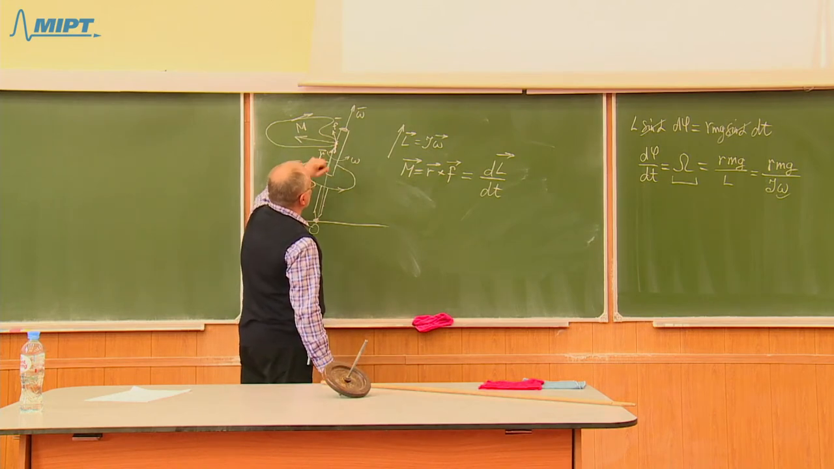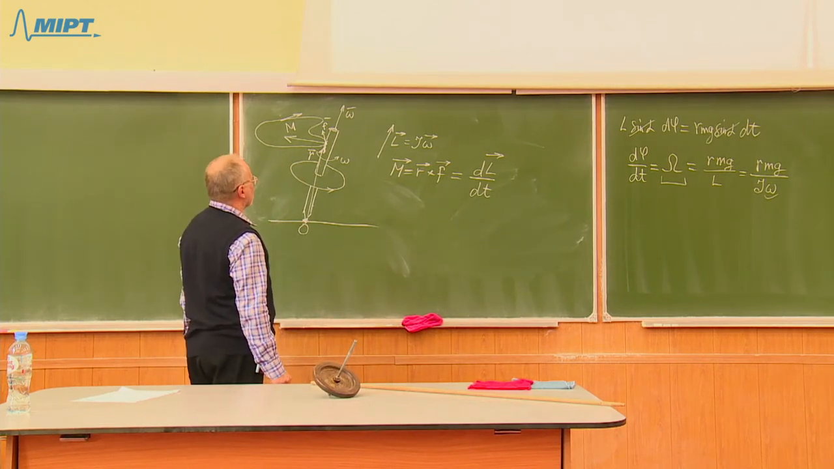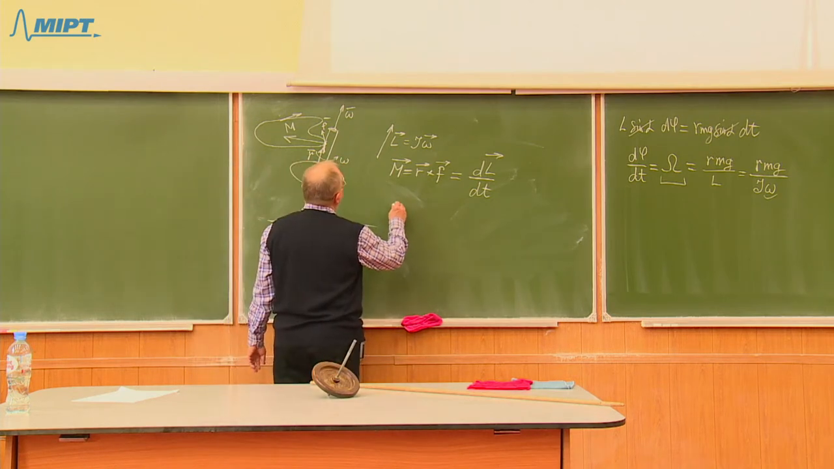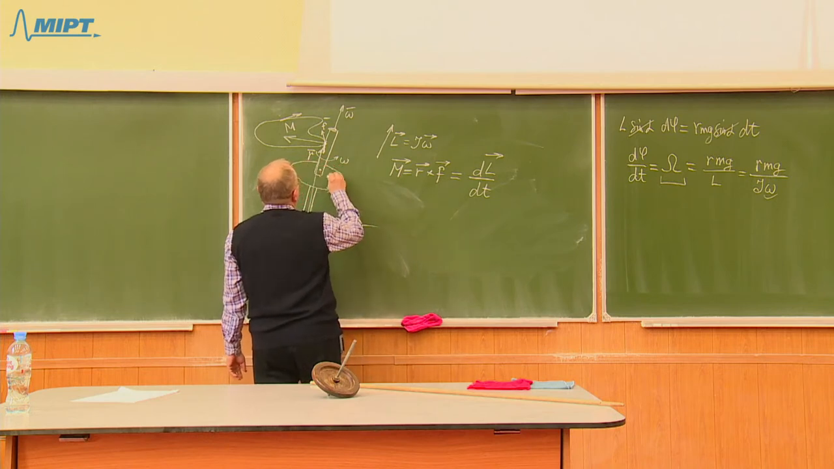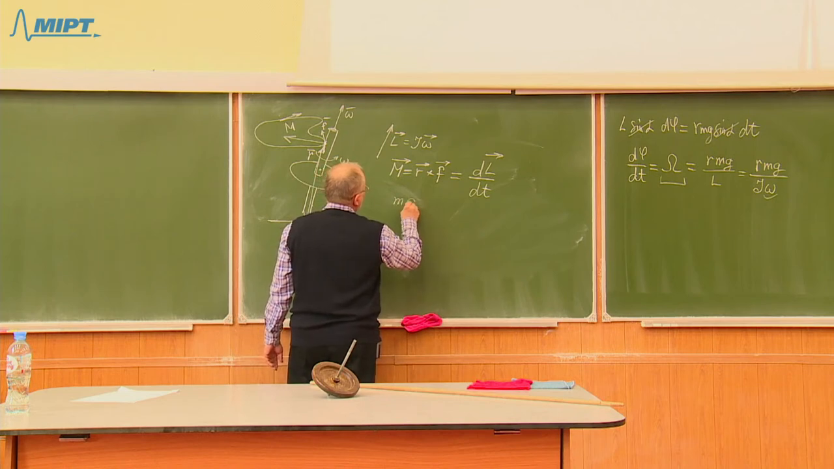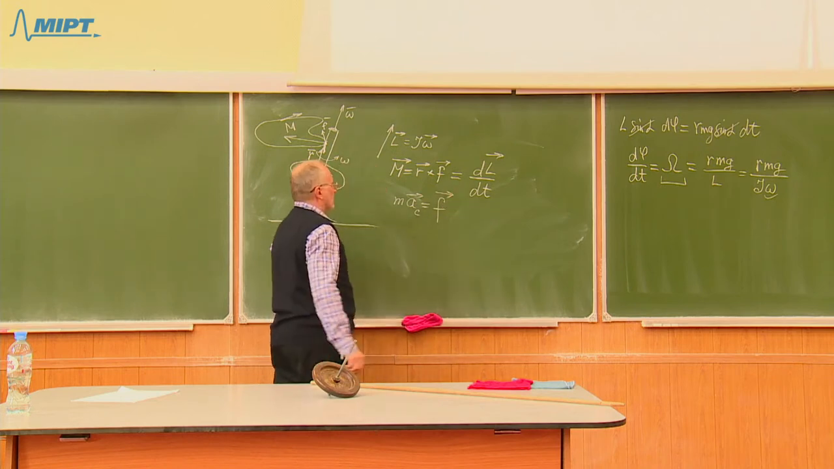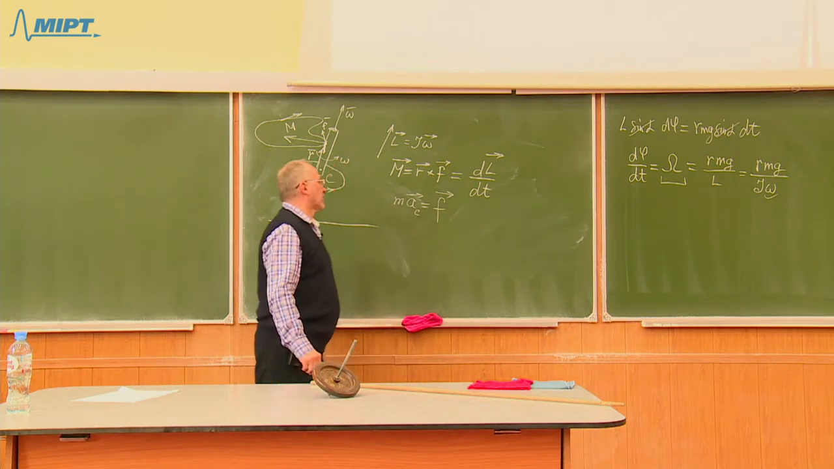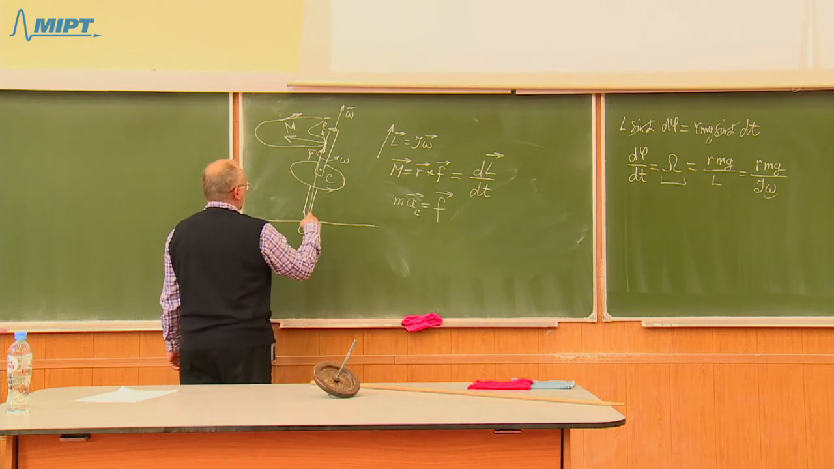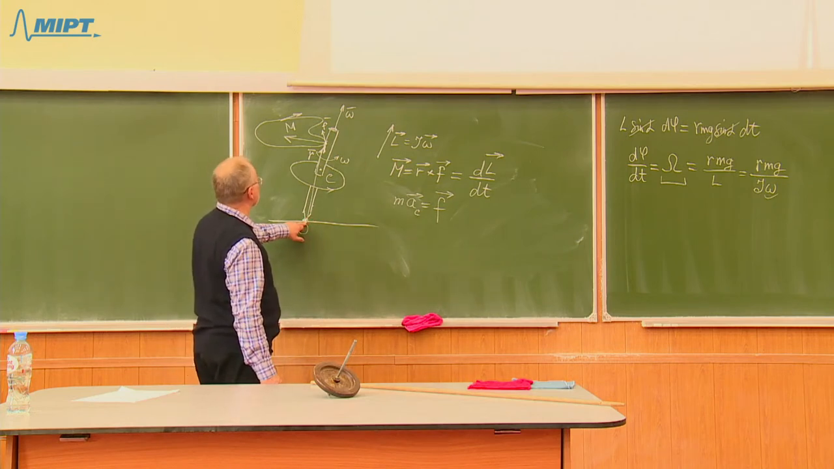And the force of friction also is engaged in some other law of physics here. I mean the law of motion of the center of mass of the gyroscope. So we know that the mass of the gyroscope times the acceleration of the center of mass is the total external force. Also, there is another force acting at point O, but this cannot cause the gyroscope to move because this point is generally fixed.